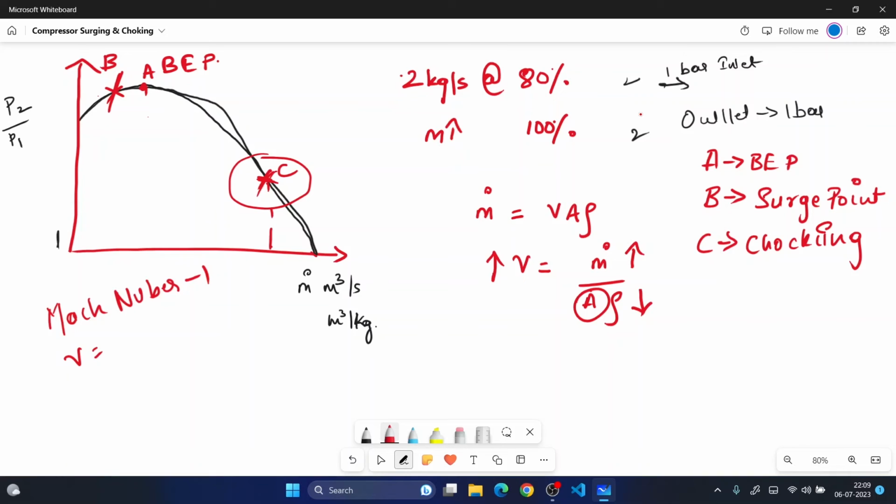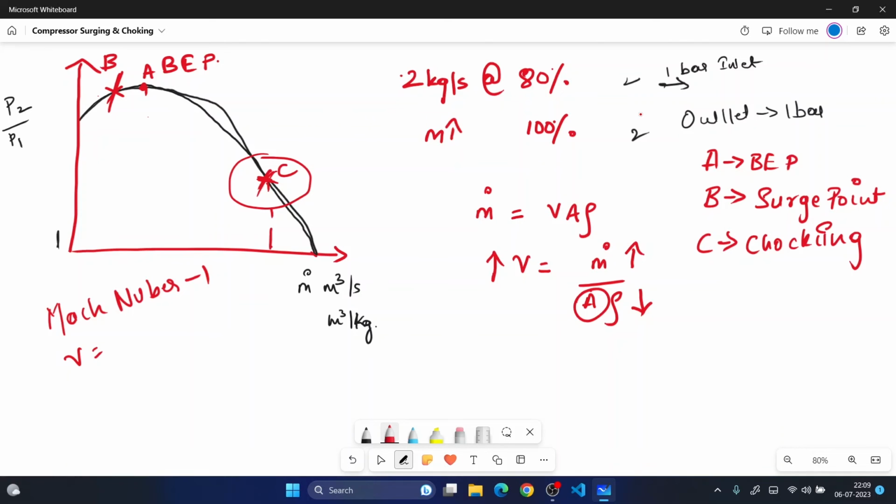Basically, Mach number is the ratio of the velocity of the gas to the velocity of the sound. So when we say that Mach number is 1, it reaches a very high velocity, which limits the amount of mass flow rate, beyond which we cannot go. Even if we increase the area and open the valve wide open, we cannot increase the mass flow rate, and we cannot change the pressure. That is the limit.